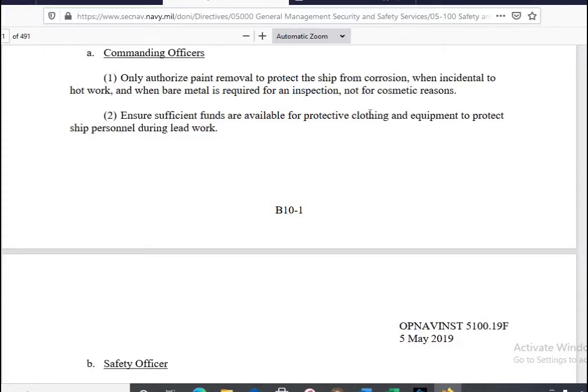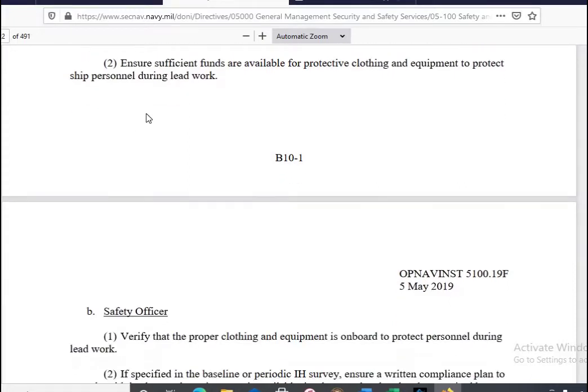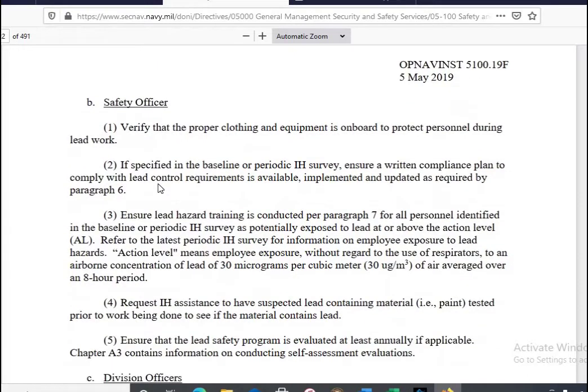an inspection. The CO also needs to cough up the money, so they make sure enough money is available to buy protective clothing and any equipment. So they need to make sure the money is available for people to do their job. Makes sense to me. I think that's a big part of the money job in general. Make sure people can afford to do their job.